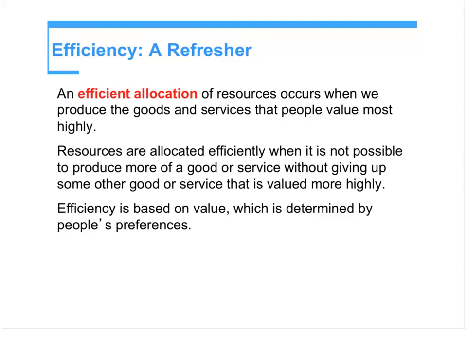So resources are allocated efficiently when it's not possible to produce more of a good or service without giving up some other good or service that is valued more highly. Efficiency is based on value, which is determined by people's preferences. This is important to understand: resources are allocated efficiently when you couldn't do better by producing more of those goods or services without giving up some other good or service that is valued more highly.